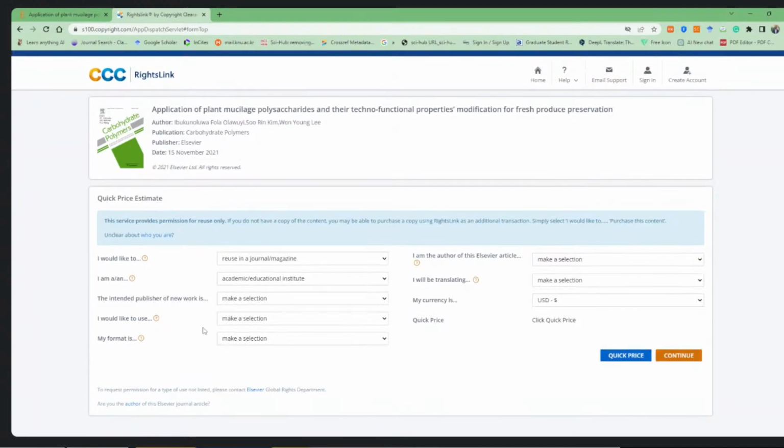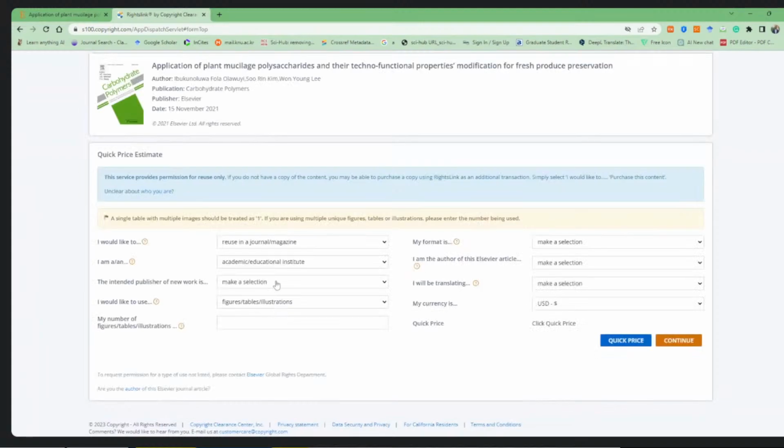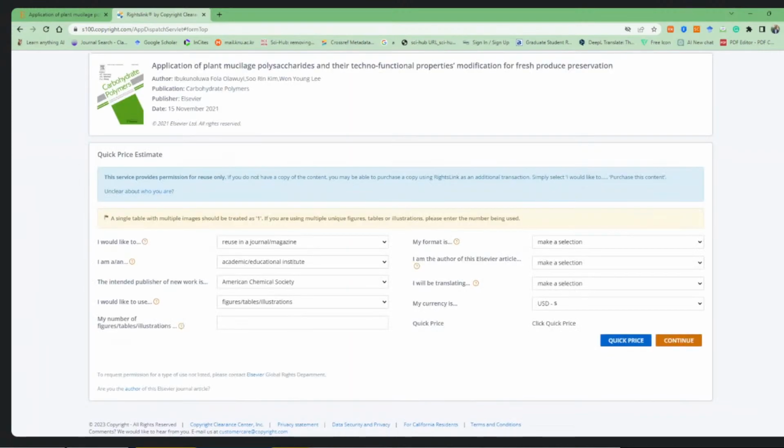You can tell them I would like to use a figure. You click. I intend to publish my work in which journal. For example, if you want to publish in another journal, you click the publisher and something like that. This is how you get approval.